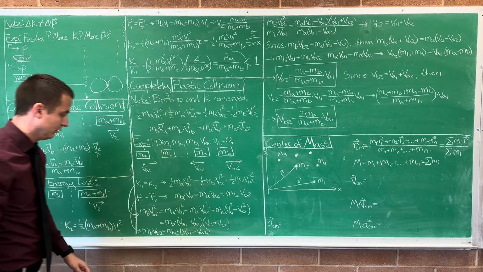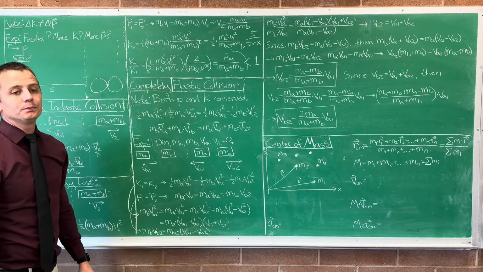Since the momentums are conserved, the momentum at the start equals the momentum at the end, then the momentum of that object equals the momentum of that one plus the momentum of that one. Good so far?